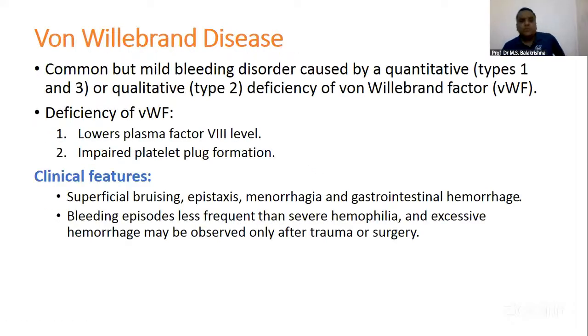So coming to von Willebrand disease, what you see here, so it's a common condition, but with mild bleeding disorder. So here there is a quantitative type 1 or type 3 or qualitative. So there are different types also of von Willebrand disease. This deficiency of von Willebrand factor will be there because of lower plasma factor level and impaired platelet plug formation.